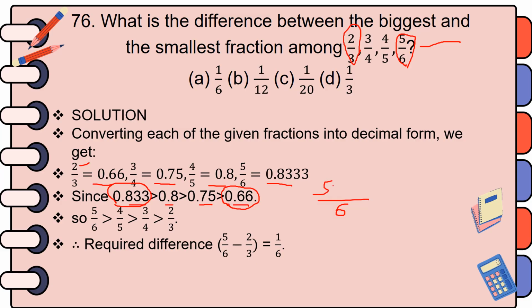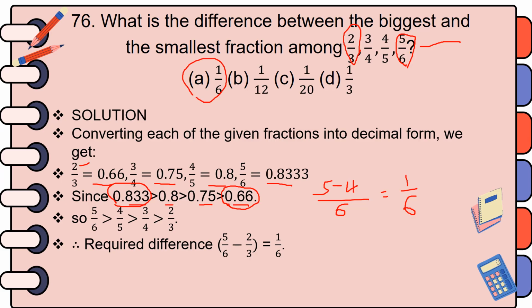minus 6 divided by 3 is 2, 2 times 2 is 4, then it is equal to 5 minus 4, 1 over 6. So your answer for this question is choice A.